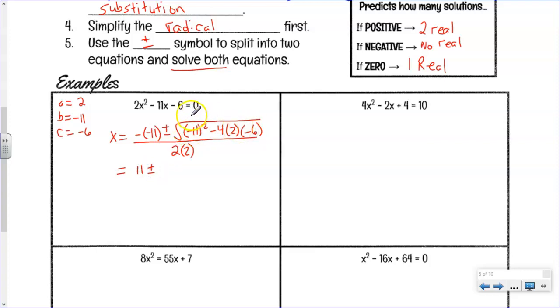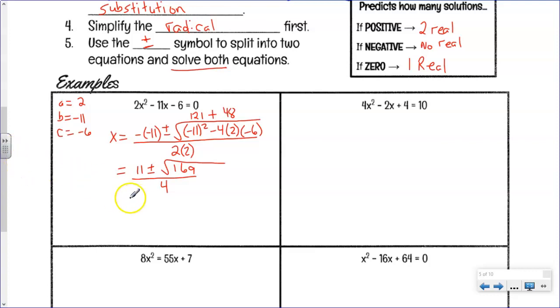Now let's go ahead and just do this above. 11 squared is 121. A negative times a negative is a positive. 4 times 2 is 8, times 6 is 48. So the next step, we're going to simplify that radical. 121 plus 48 is 169. Now if you can't do that, and some of you can't, then get your calculator. Multiply 11 times 11, get 121. Negative 4 times positive 2 times negative 6 will be a positive 48. It's very important that you watch your signs here because you can mess up on one sign and mess the whole problem up.